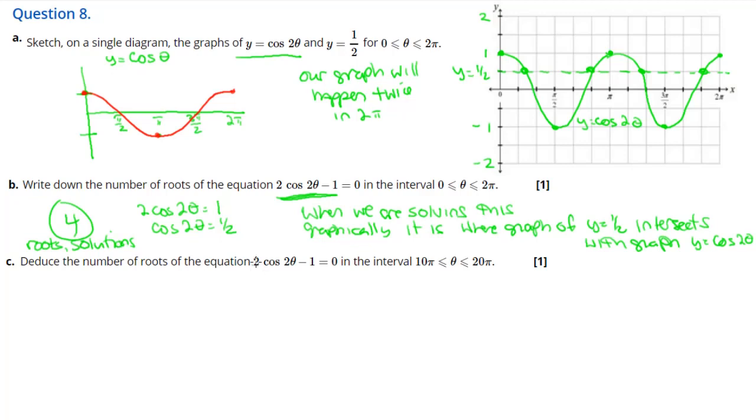Then in the next part, they want us to deduce. That means we don't really figure it out; you should just be able to do it logically. For this range between 10 pi and 20 pi, if there are 4 roots in 2 pi, how many roots are there in 10 pi? It's not too hard to figure out. Multiply the 2 pi times 5, and you get 10. So if I multiply the 4 times 5, I get 20. That should be 20 roots.